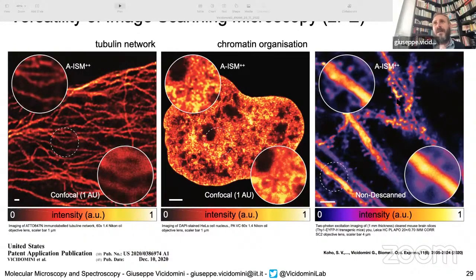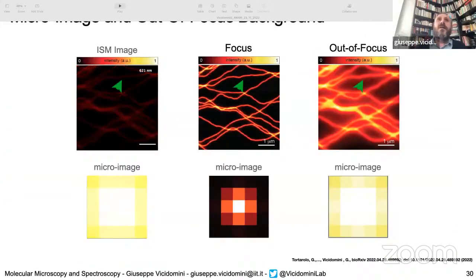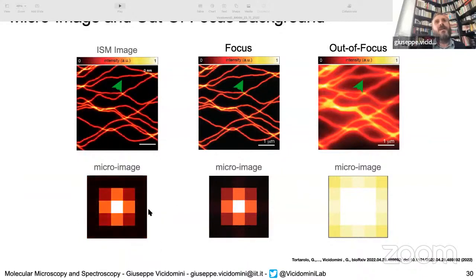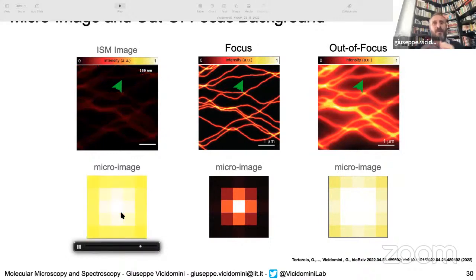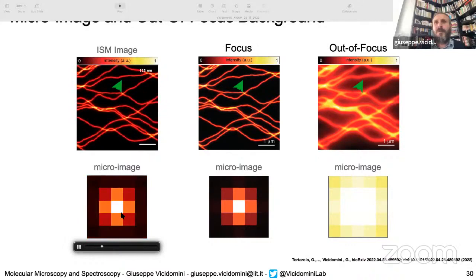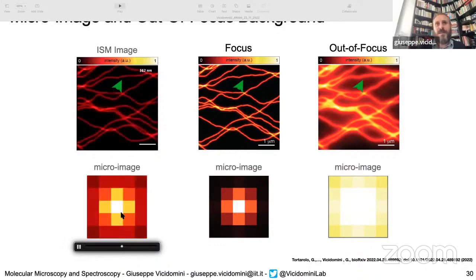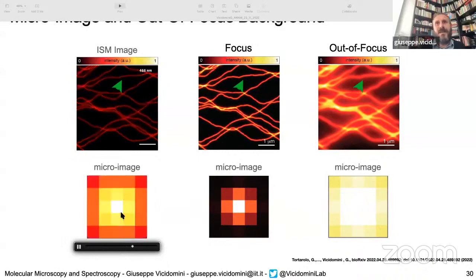Again, you can clearly see the advantage in resolution using the SPAD array instead of a conventional photomultiplier tube. Another important aspect in the concept of deep imaging is that the micro image, the image of your probing region, is also able to tell you if your light is coming from the focus or from out of focus. Without going too much into detail, thanks to the spatial information provided by the detector array, I can classify out-of-focus light and in-focus light, and specifically I can separate them.